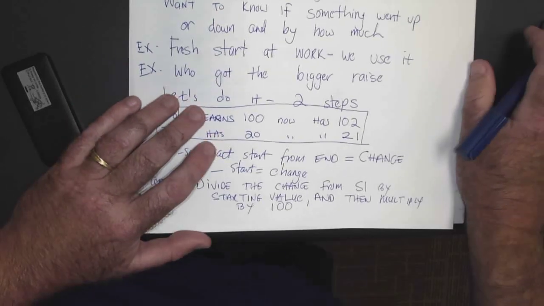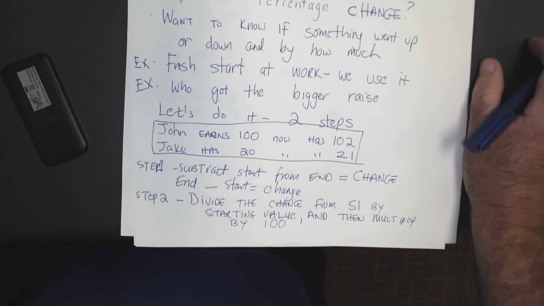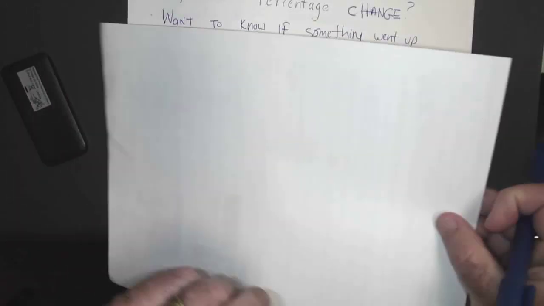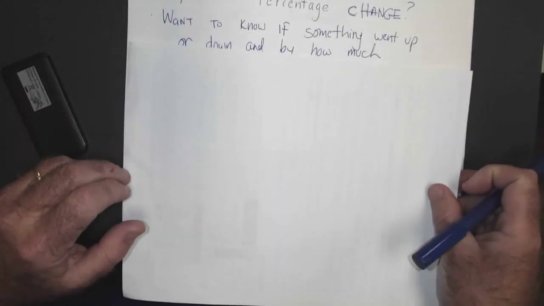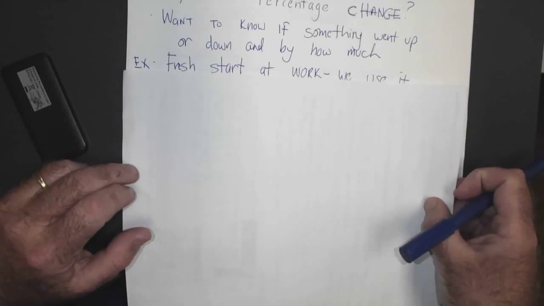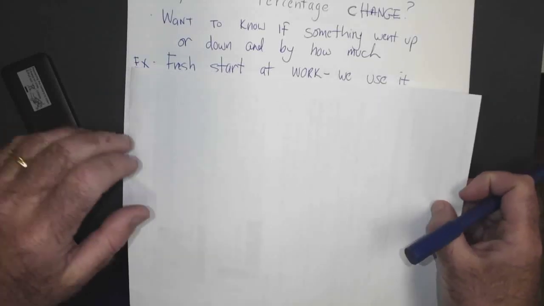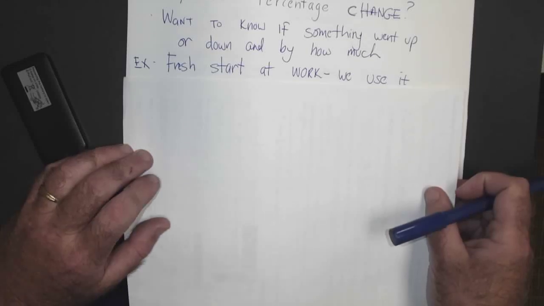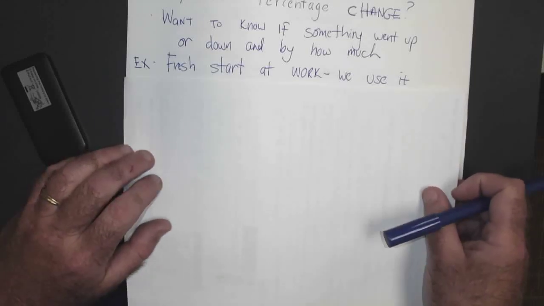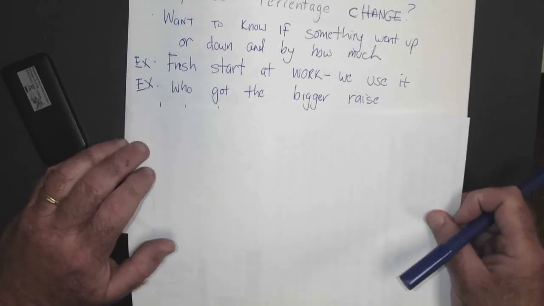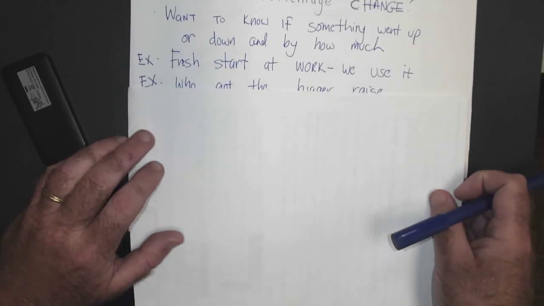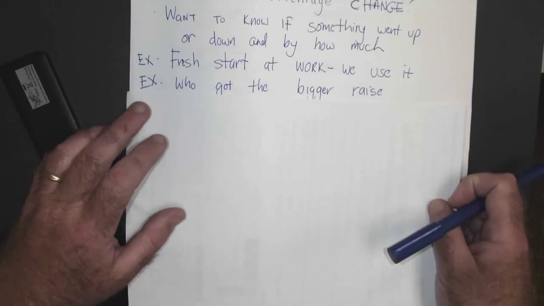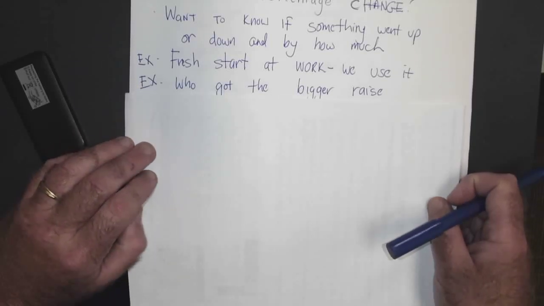So why use percentage change? We want to know if something went up or down and by how much. For example, at work, we get tested on cholesterol, our sugar, glucose, our weight, and we get points, obviously, if all those numbers go down. So we use percentage change there. We also can use it to see if stock prices have changed, or COVID rates. Anytime you hear the word rate, you're pretty much thinking a percentage change.